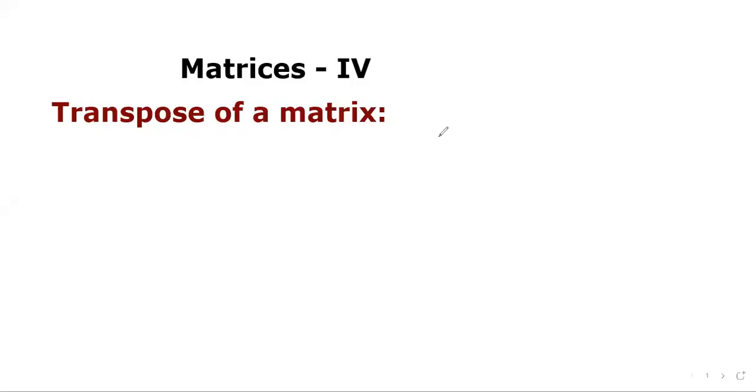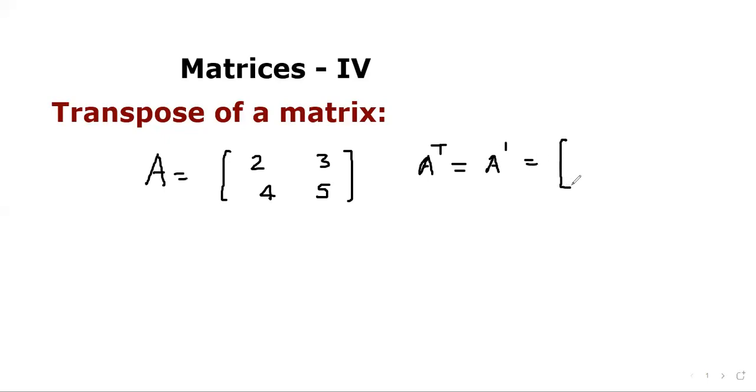Transpose of a matrix. Suppose we are given a matrix 2, 3, 4, 5. If rows are changed to columns, then it will become the transpose. A transpose is also written as A dash, equal to 2, 3, 4, 5.